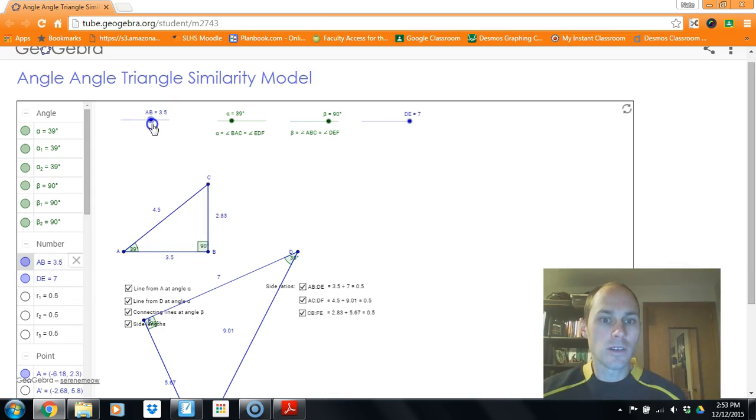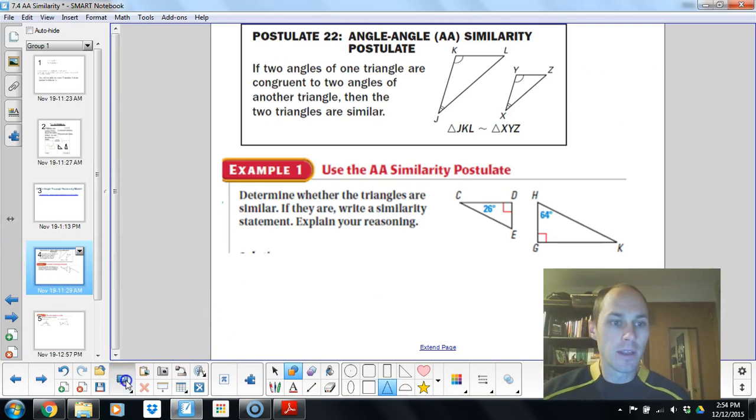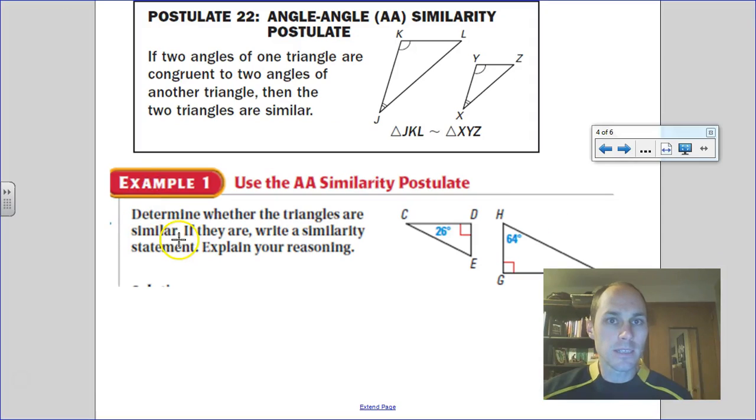So that shows that no matter what we have, if we know two angles are the same in a triangle, we can prove that the triangles are similar. So that sounds like it's pretty important. You're going to want to record that in your notes. So here we go, the AA similarity postulate. If two angles of one triangle are congruent to two angles of the other, the two triangles are similar.